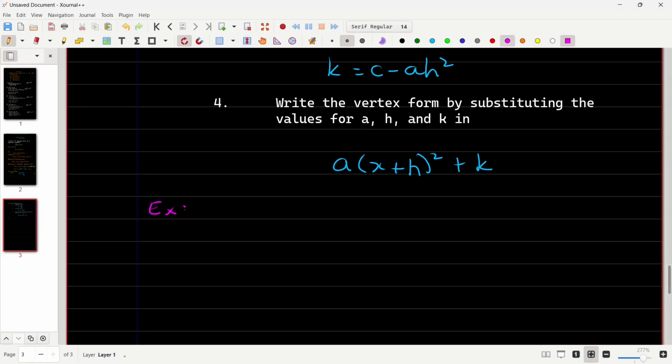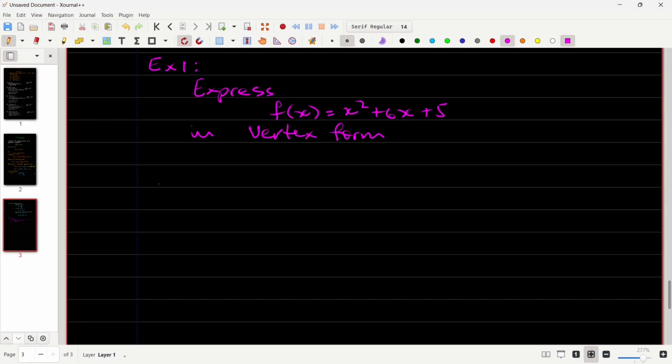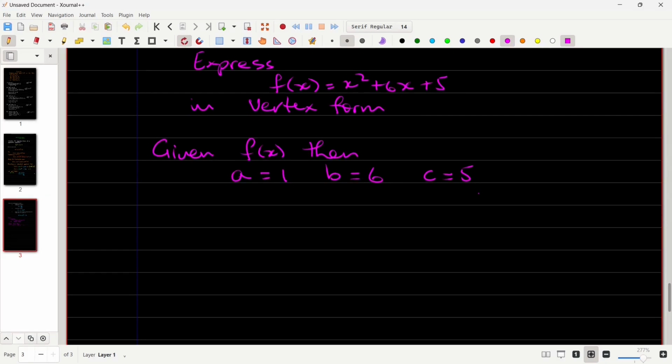So let's see, example 1: express f of x equal to x squared plus 6x plus 5 in vertex form. Given f of x, a is equal to 1, b is equal to 6, c is equal to 5. From there, all I need to do is look up my formulas. So h would be equal to b upon 2a, which is 6 upon 2 into 1, which is 6 over 2, which is 3.